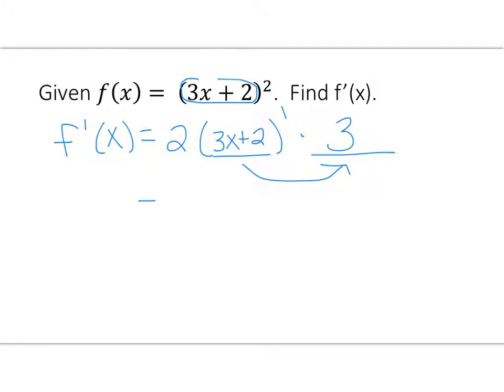And now I'm cleaning this up. So 2 times 3 is 6 times the 3x plus 2 to the first. So I can just write 3x plus 2. And I get 18x plus 12 for my derivative.